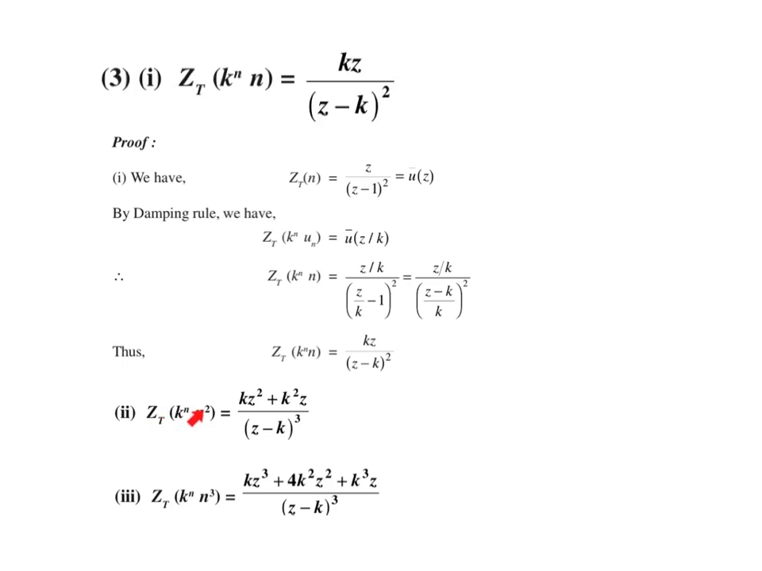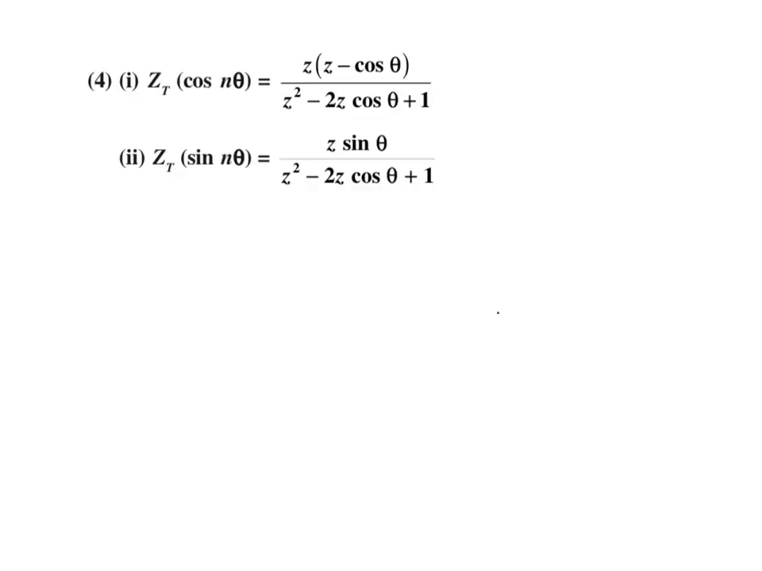Similarly, after finding the Z transform of n square and n cube, changing z to z by k, we can obtain the result of the Z transform of k power n into n square as (k z square plus k square z) divided by (z minus k) whole cube, and the Z transform of k power n into n cube as (k z cube plus 4k square z square plus k cube z) divided by (z minus k) whole cube. So we have another important result, that is the Z transform of cos n theta and sin n theta.